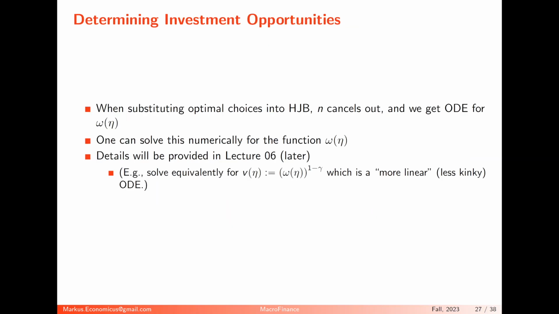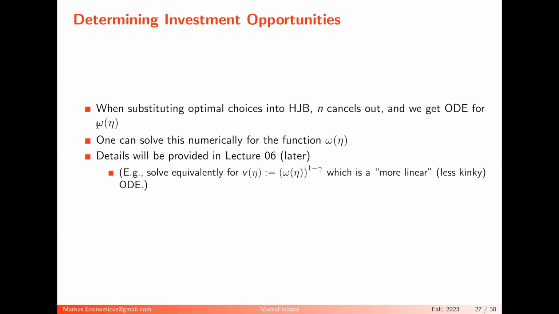So what determines the investment opportunities? That's what this omega function as a function of eta does. When substituting the optimal choice into the HJB, n cancels out and we get the ODE, what we have seen, the investment opportunity. We can derive that, and we can derive then this linear.